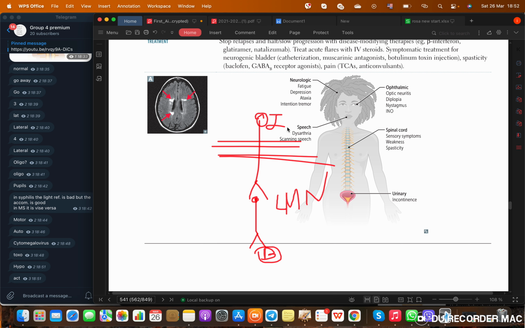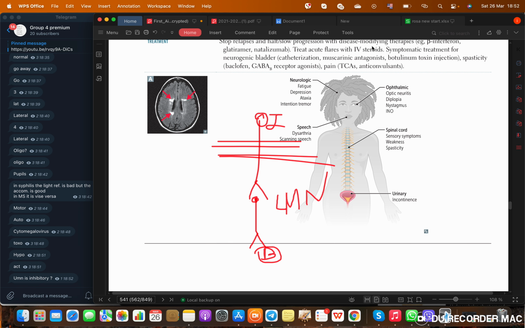So if you destroy the inhibitory function, the symptoms will be most likely to be activatory. So constantly the bladder will be contracting, forcing the patient to wet himself. So you must give stuff that relaxes the bladder, like muscarinic antagonist and botulinum toxin injection to reduce the spasticity of the bladder. Speaking of spasticity, because of the destruction of the corticospinal tract, the patient will have spasticity all over his body.